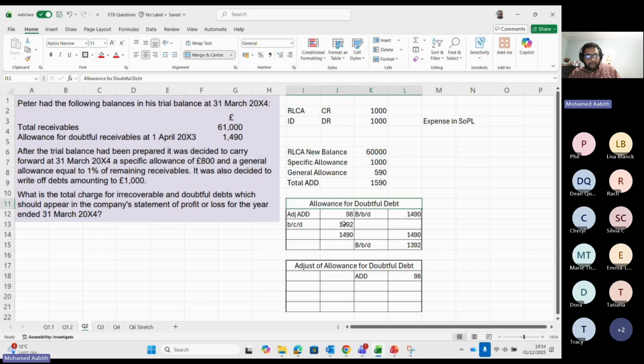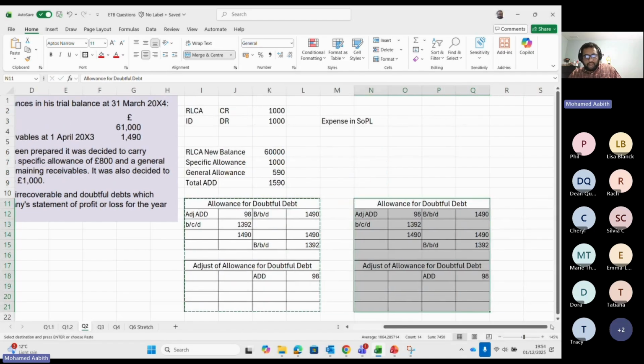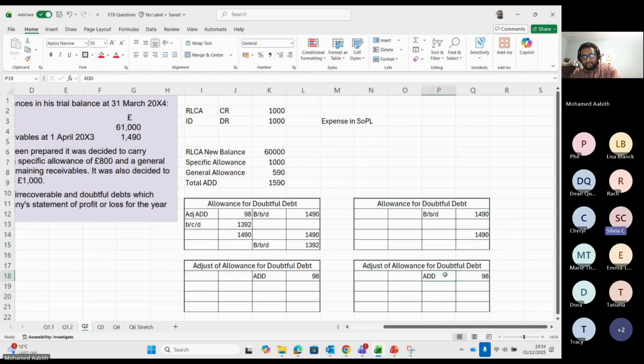This allowance for doubtful debt from originally. So let me quickly do the same account again. Let's see, Control C and Control V. Let me go here. We started with that balance. So it's now have to become 1,590.